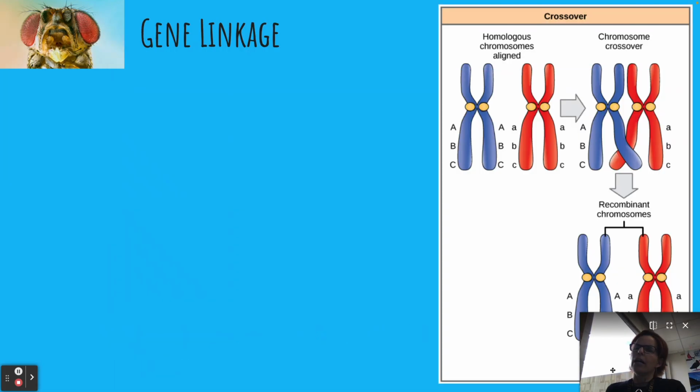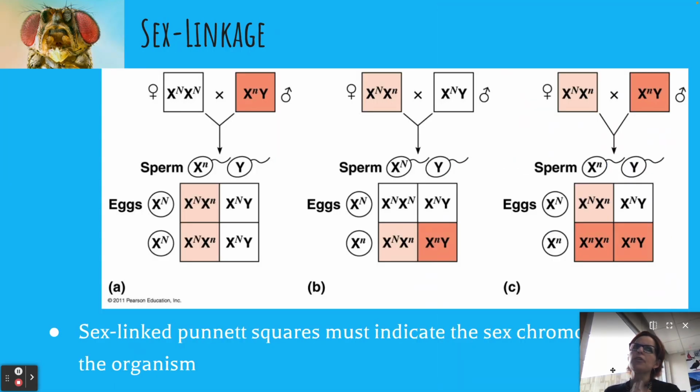Okay. Sex linkage, just to remind you, if the trait is carried on one of the sex chromosomes, and it gets complicated because not all organisms have the same sex chromosomes. So in human beings, 2 X's is a biological female, and X and a Y is a biological male.